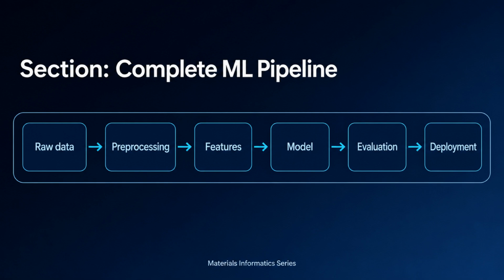Now we'll build a complete machine learning pipeline from raw compositions to predictions. The pipeline includes data preparation, feature generation, train-test split, model training, and evaluation. Each step is critical for reliable predictions.